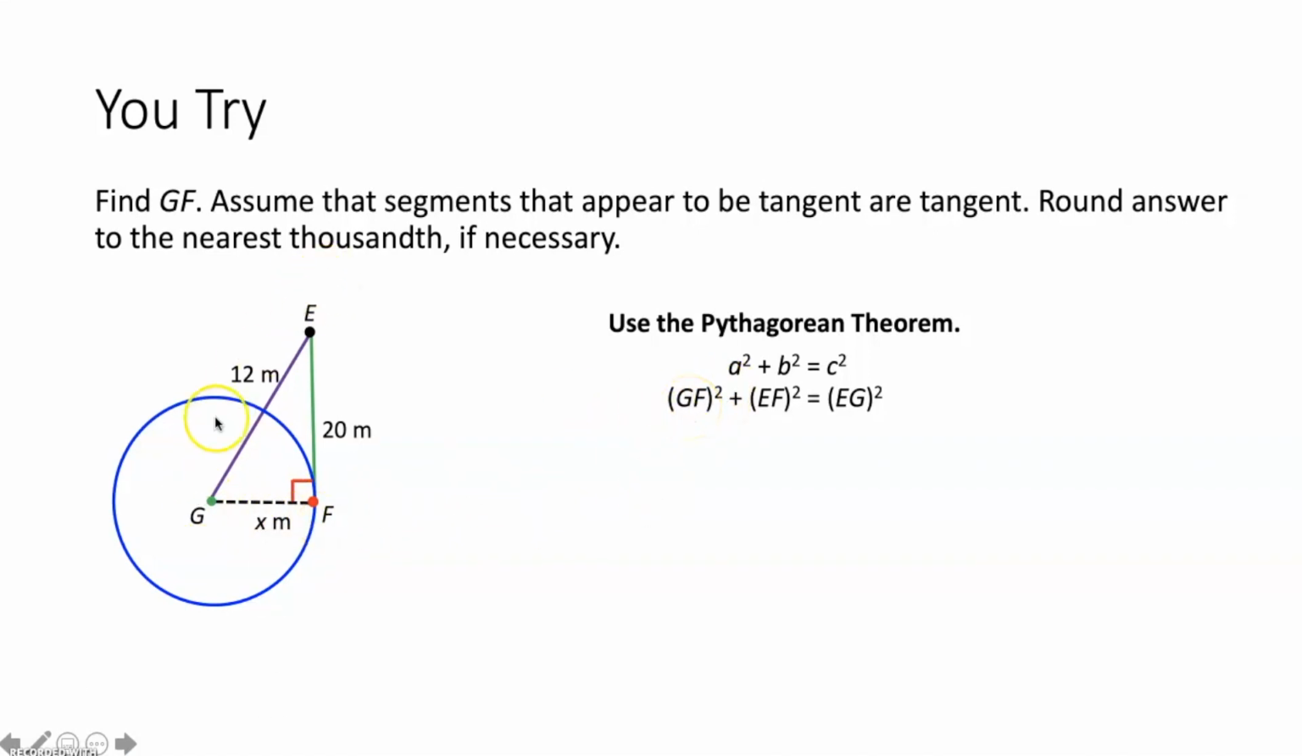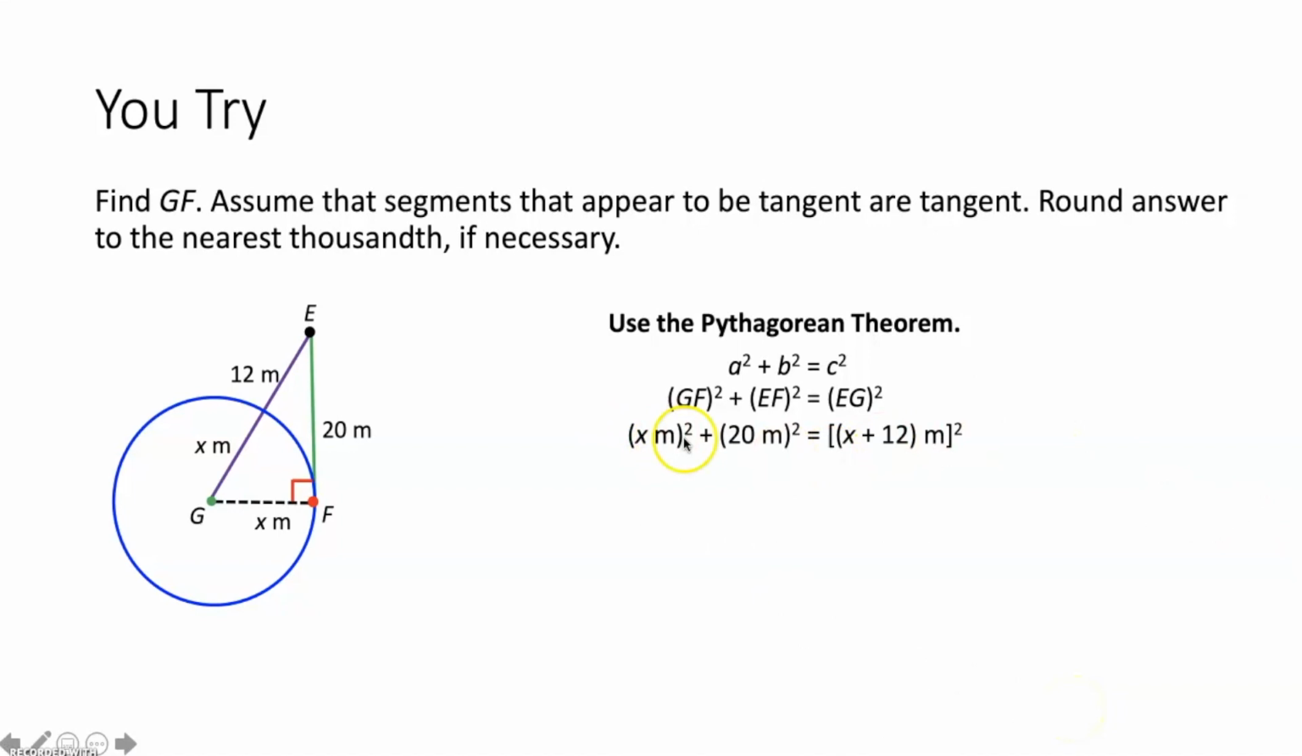But what about the measure of segment EG? We're only given part of it. We have this segment out here is 12 meters. But what about this segment right here? Well, isn't this segment right here a radius of circle G? Meaning that it would be the exact same measure as the measure of segment GF. Meaning that if we're saying the measure of segment GF is X meters, then the measure of this segment would also have to be X meters. So for the measure of segment EG, I'm going to plug in X plus 12 meters.